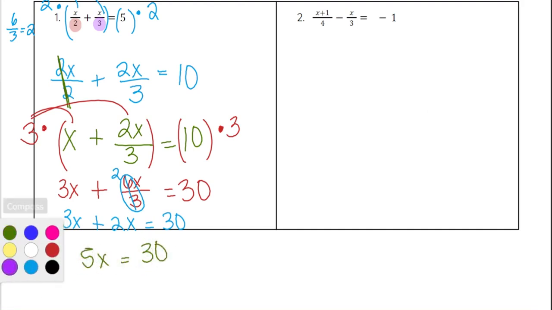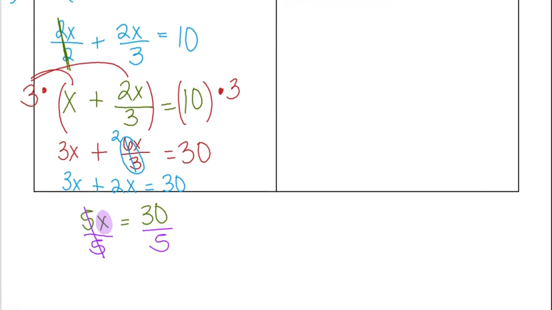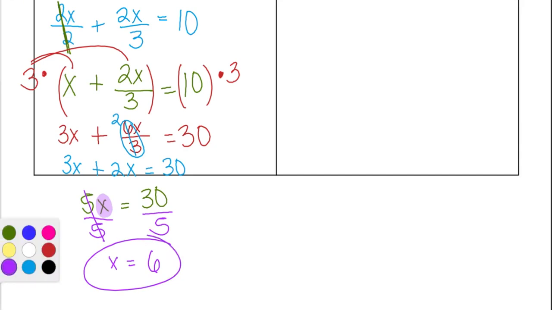And then from there, we just now need to get the x isolated. So to do that, we do the opposite of what's already being done to it. It's being multiplied by 5, so we divide by 5. And if you do 5 divided by 5, you get 1. So that's going to give us 1x equals 30 divided by 5. 30 divided by 5 is 6. And so x equals 6 is our answer on number 1.